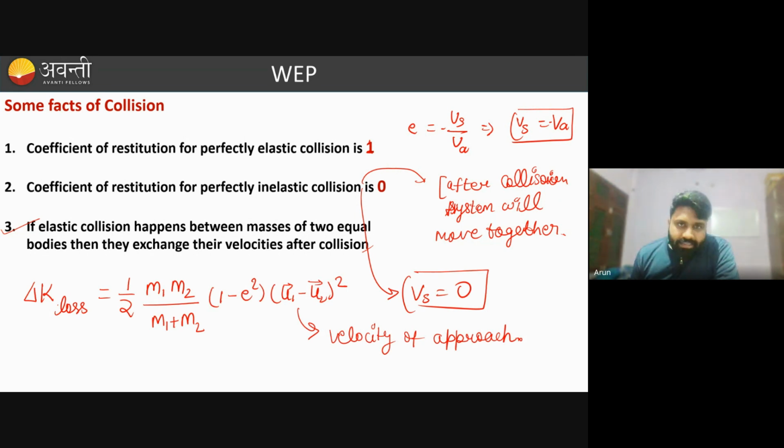If, let's say, e is 1, then 1 minus 1 becomes 0, so there will be no loss in perfectly elastic collision. We did that: the energy and momentum both are conserved. If e is equal to 0, then this will become 1 by 2 times m1 m2 by (m1 plus m2) times (u1 minus u2) whole square. This is for perfectly inelastic collision.